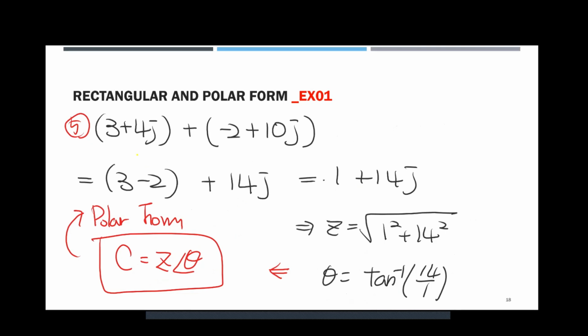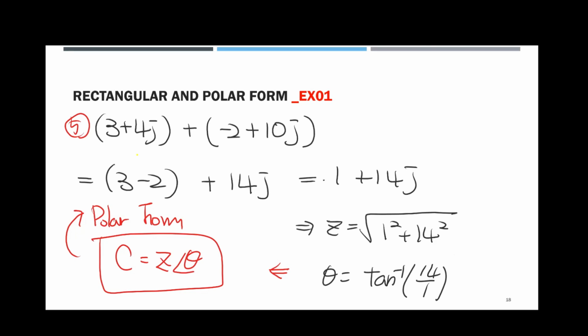So for this case, from the slides, they have two different rectangular forms in here. 3 plus 4j plus minus 2 plus 10j. You have to make a combination of the real part and the imaginary part. So from these two rectangular forms, in the real part, 3 minus 2, okay? And 4 and 10 is 14, the summations.